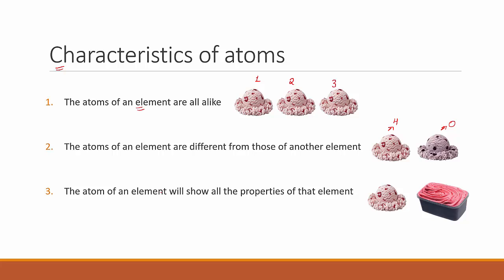So that is what this means. An atom of an element will show all the properties of that element. If this is pink, if this is sweet, and if this is tasting like strawberry, the same thing will be with the scoop that is picked out of this, because this is a part of this. Okay, so the scoop is a part of the larger tub, which is the element. We're picking out the atom from it, which is a scoop. So it is the same. It is a representative part of this. We picked it out of the same thing.